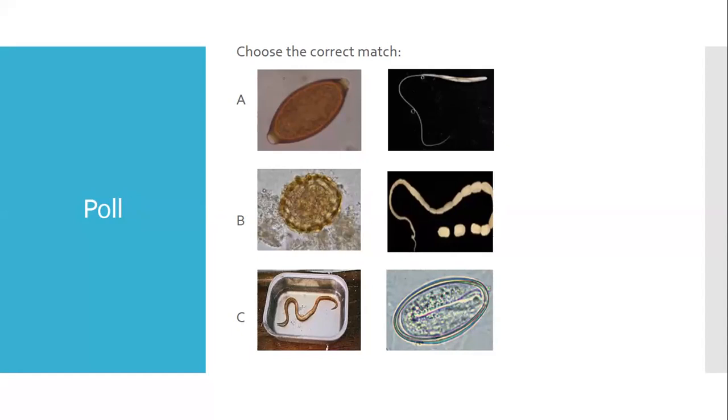Okay. So if I can just make sure that people understand it. Does this egg go with this picture? And does this egg go with that picture? And does this worm go with that egg? So which of those match? So A, B, or C?